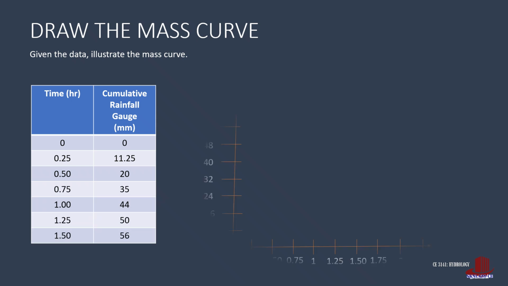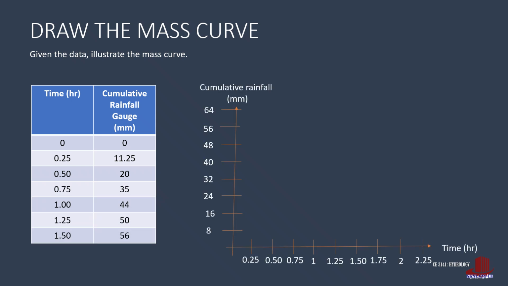The required columns to draw the mass curve are the cumulative time and the cumulative rainfall depth. Draw each pair of values as a coordinate on the curve, starting with 0.25 and 11.25, then 0.5 and 20, followed by 0.75 and 35. The next is 1 and 44, then 1.25 and 50. Lastly, there is 1.5 and 56. Connect these points by a curve to complete the mass curve.